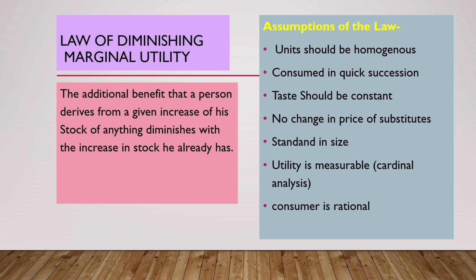Next, we have the assumptions of the law. The units should be homogeneous, consumed in quick succession, taste should be constant, no change in price of substitutes, standard in size. Utility is measurable. So here we have taken utility as a cardinal analysis and the consumer is rational.